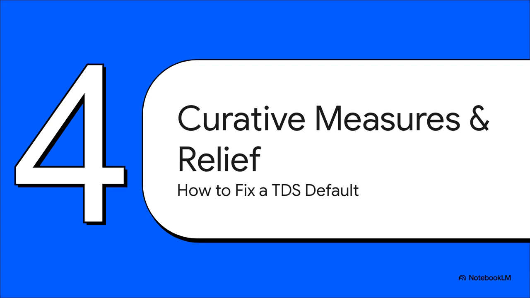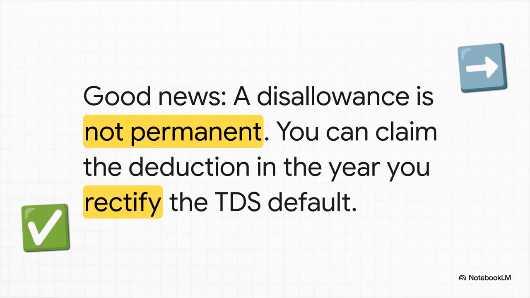But what if the worst happens, and you've made a mistake? Is it game over? Not necessarily. The law actually provides a few ways to fix the error and get that expense back. Here's the first bit of good news. A disallowance isn't permanent. Think of it more as a timing issue. If an expense gets disallowed this year because of a TDS error, you can still claim it as a deduction in a future year, specifically the year you finally pay that TDS to the government. It's a pain for your cash flow right now, for sure, but you do get the benefit eventually.